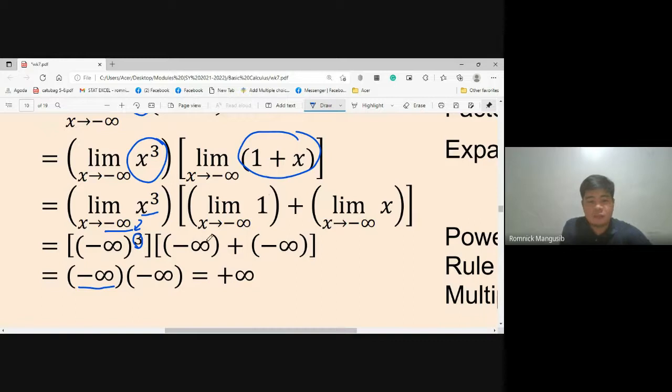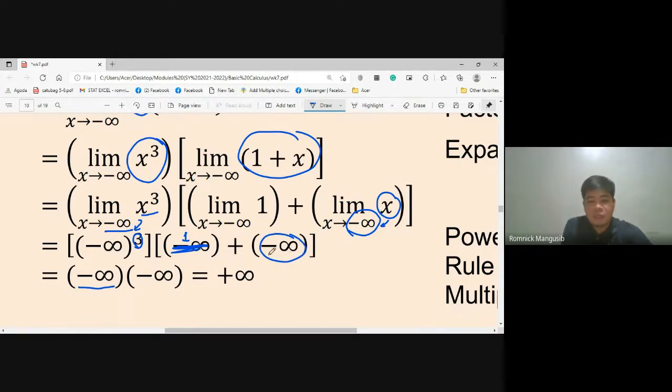Oh, this must be 1. There's an error here. This must be 1, no? Because that is constant. I will check that in the LMS. This must be 1. 1 plus... okay, this is x. Okay, identity function. What will happen? Identity, gagayahin niya to. Yun ang ibig sabihin. Okay?